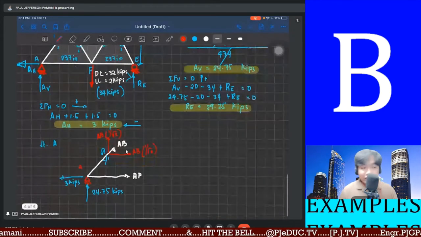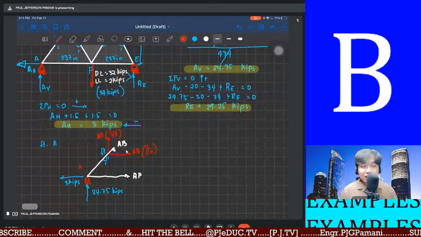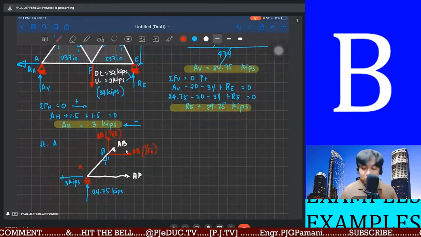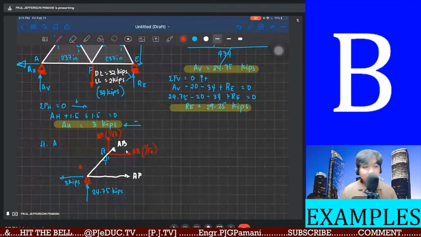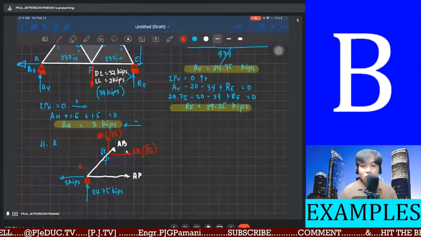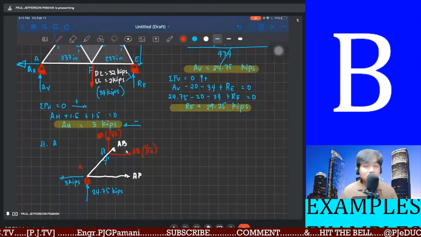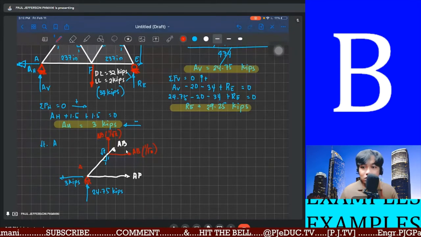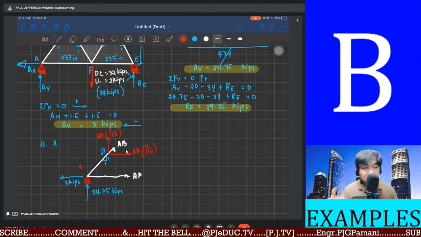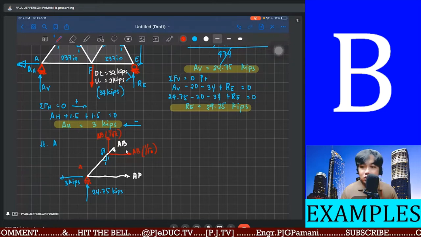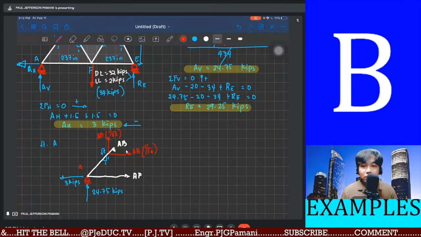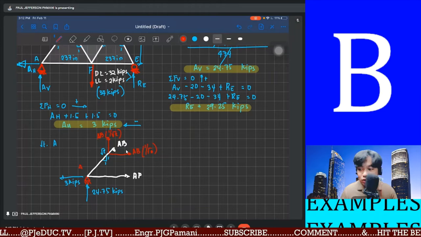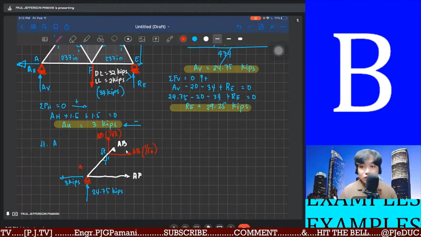Okay? Then, that is basically your forces along X and Y axis. So, you can simply identify on our free body diagram at joint A, which are your vertical forces, which are your horizontal forces, and so forth, and so long. Okay? So, basically, summation forces, vertical lang yan, at saka horizontal. Hindi mo na kailangan mag-movement. Maliban na lang kung yan ay method of sections at method of joints. Okay?